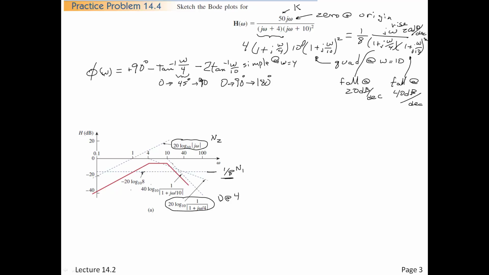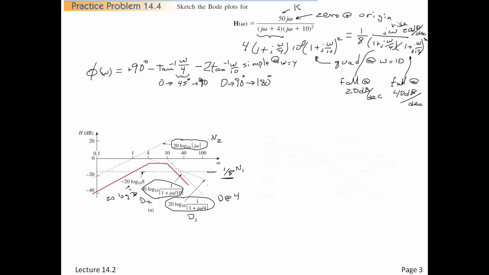Just so you're interested, this could have been written as 20 log of 1/8, right? Which is what's happening here. These are 20 log of 1 over the magnitude. This is 20 log of 1 over the magnitude. Okay, and then at 10 comes in, so this is denominator 1, and this is denominator 2 in the obvious way.